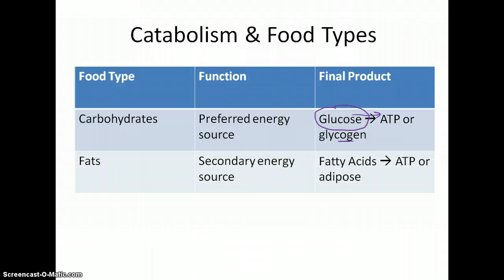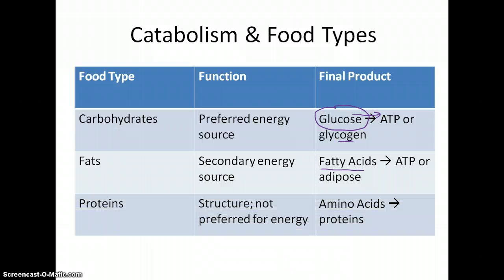The second best energy source are fats or lipids. Their final product that gets broken down into nutrients are called fatty acids. They can also be converted to ATP pretty easily. But again, if we have too many, they get stored as something called adipose.